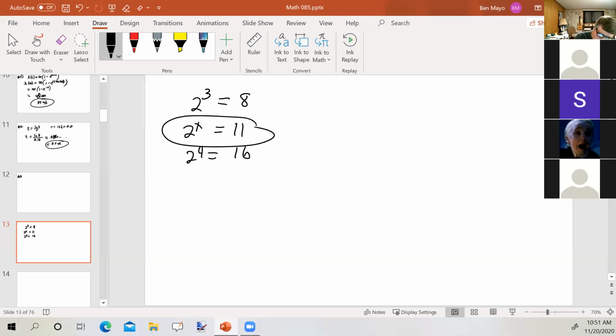All right. So we need to find out 2 raised to what power is 11? Well, we know that x is greater than 3 and less than 4, so it's got to be 3 point something. But we could spend a lot of time trying to get an accurate answer. So instead, we're going to take this exponential equation and write it as a logarithmic equation. Log base 2 of 11 equals x. I'm going to turn that around and write it as x equals log base 2 of 11.